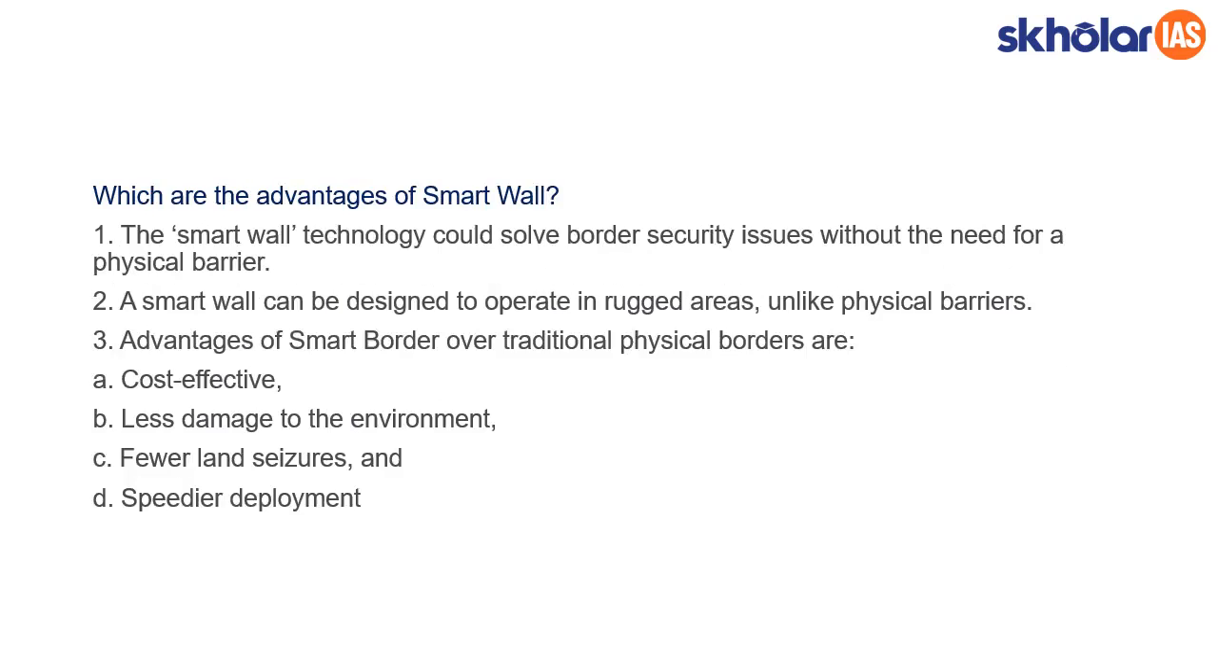So what are the advantages of smart walls? The smart wall technology could solve border security issues without the need for a physical barrier. Basically, building a physical barrier is a very tedious task considering the terrain and the financial requirements, and smart wall technology bypasses the problem of physical terrain as well as financial problems, and also it is very effective in dealing with porous borders.